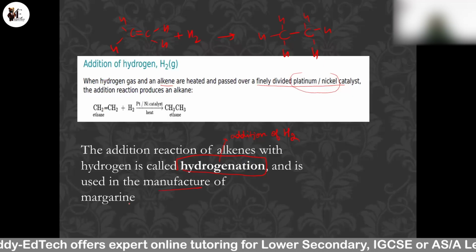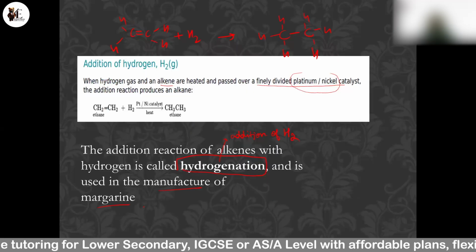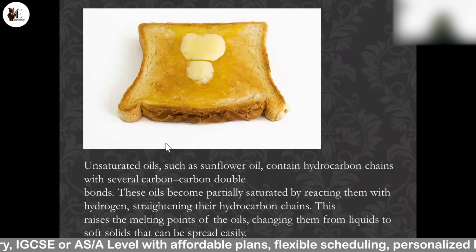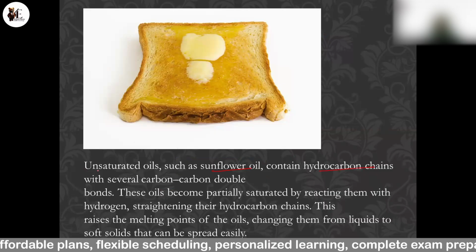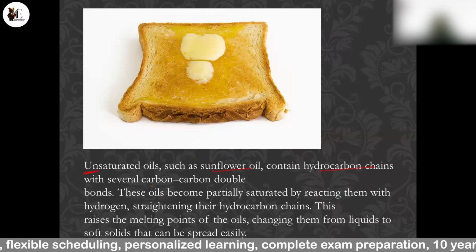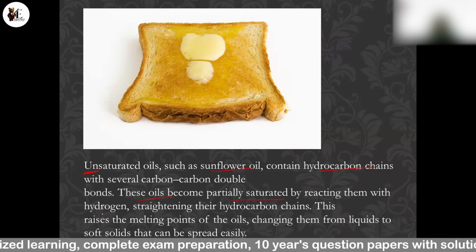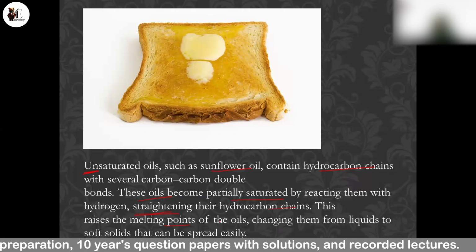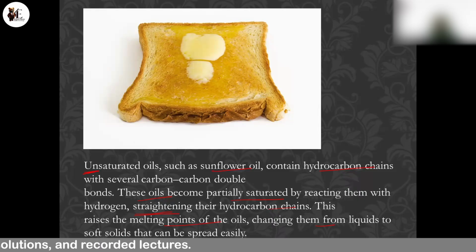It is used in the manufacture of margarine. Margarine is this butter. Unsaturated oils such as sunflower oil contain hydrocarbon chains. Unsaturated means there should be a carbon-carbon double bond present or a carbon triple bond present. These oils become partially saturated by reacting them with hydrogen. It straightens the hydrocarbon chain. This raises the melting point of the oil, and it changes them from liquids to soft solids that can be spread easily, which is, spread it on the bread. So this is the application of this reaction.